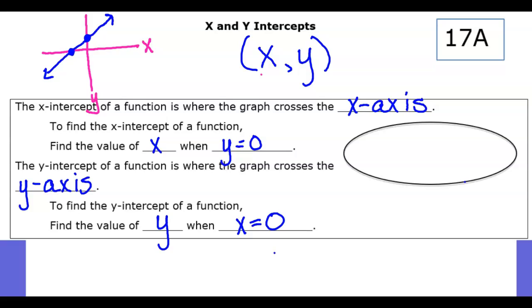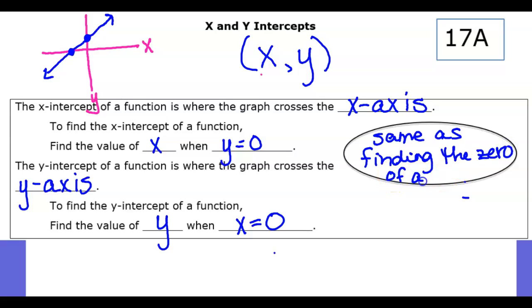Okay, now the x-intercept is also the same as finding the 0 of a function. Okay, finding the 0. All right, the 0 of a function, because we're setting the output, or the y value, to be 0. All right, so same as finding the 0. Now, to find the y-intercept, that's really the same as finding f of 0. Okay, because that means your input is 0 or your x is 0. Okay, so we're going to just do some examples right now.